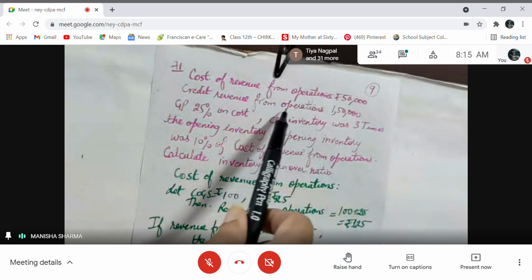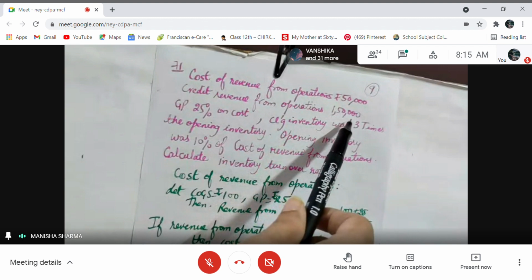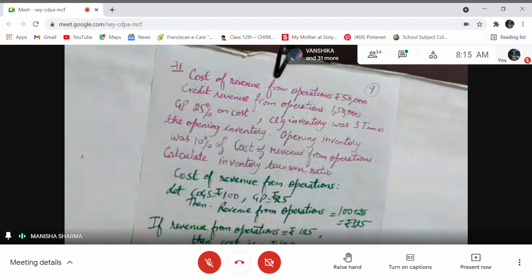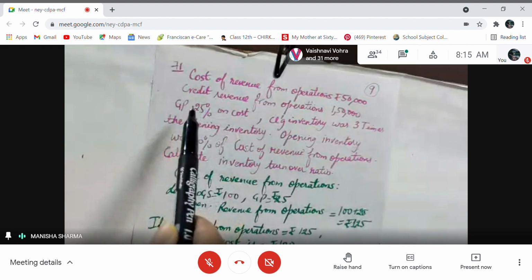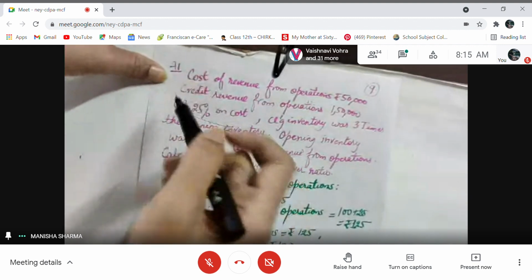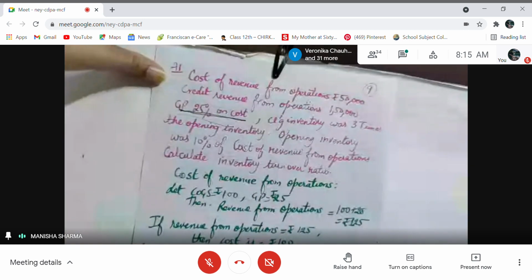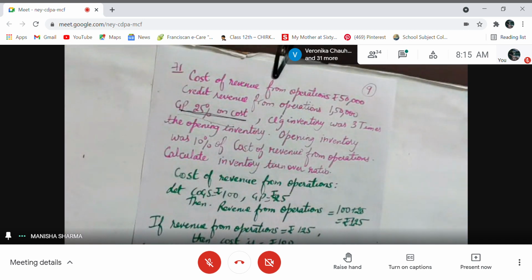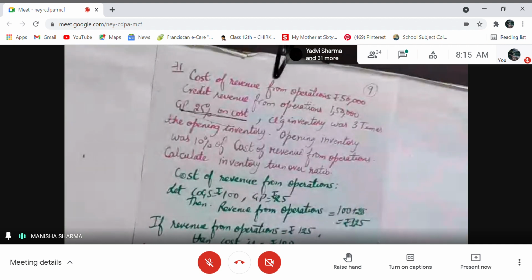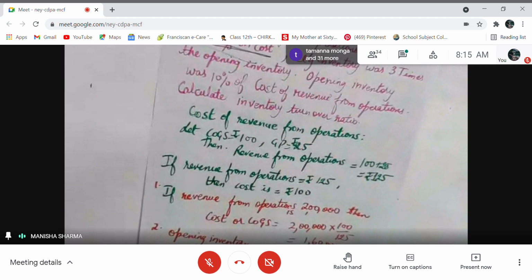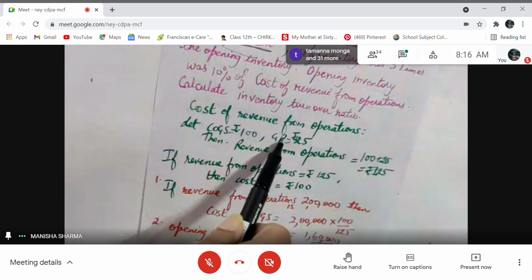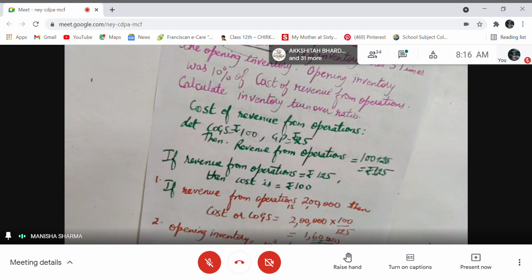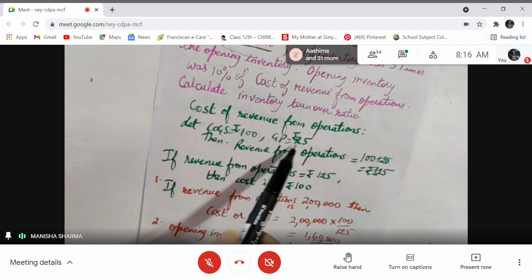But credit revenue from operations is 1,50,000 and GP is 25% on cost. So this is the problem area. We've done a similar sum before also. GP 25% on cost. Whenever such a thing is given, GP on cost, you have to use the unitary method. So let's take that if COGS is rupees 100, GP is 25, right? Because it is given in the question, 25% on cost. If cost or COGS is taken to be 100, then GP is 25.